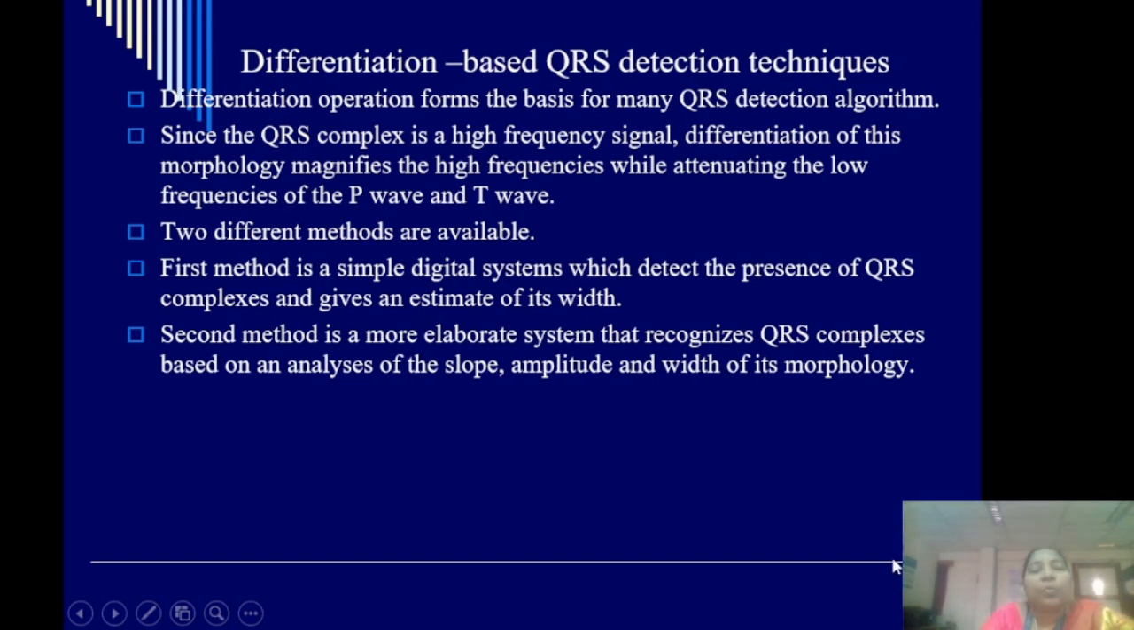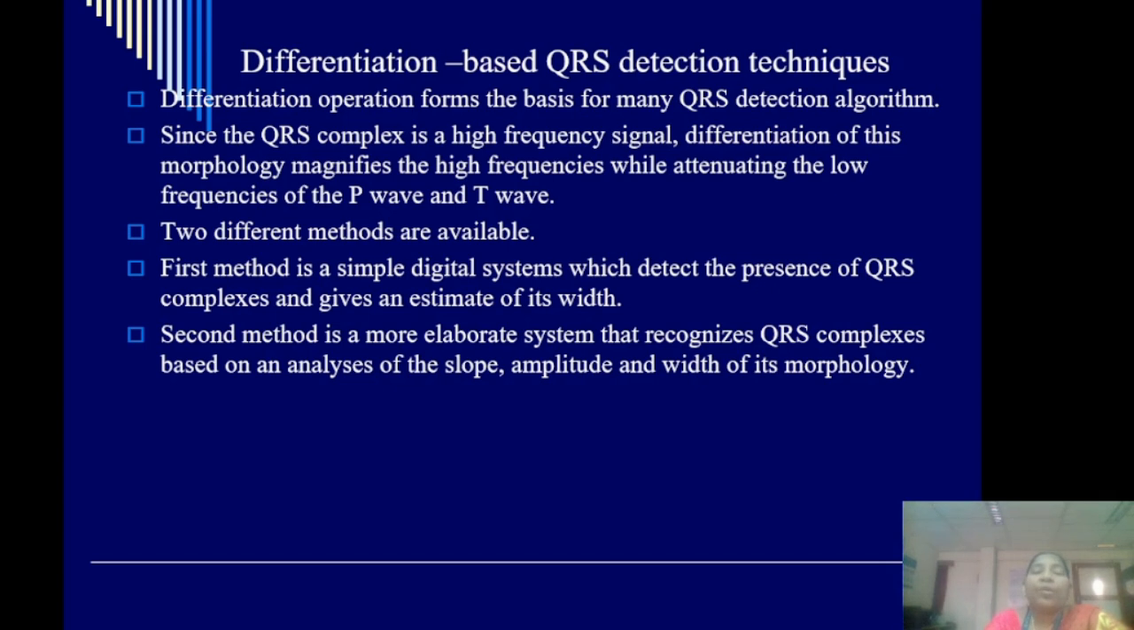Good morning, students. Today in class we are going to study differentiation based QRS detection techniques. In this differentiation based method, our aim is to detect the QRS complex alone. The QRS complex is a very high frequency signal, so we have to differentiate the ECG signal in such a way that we eliminate the low frequencies present in the signal, like the P wave and T wave.